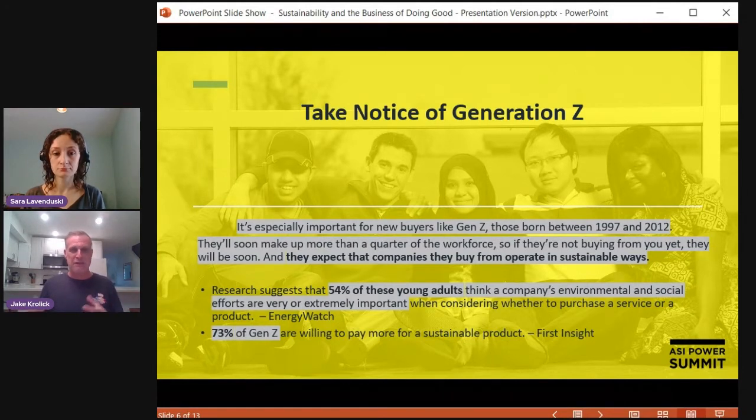Research is saying that 54% of these young adults think that a company's environmental and social efforts are very or extremely important when considering whether to make a purchase or use a service or a product. That's huge. And that's only growing right now. 73% of them are actually willing to pay more. They want to get something from a company that practices a lifestyle, a way that they do, and it relates to them. And it's growing everywhere we see. It's something that we really can't ignore.